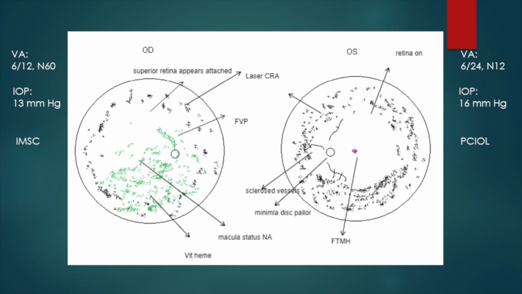The patient had undergone phacoemulsification, intraocular lens implantation, vitrectomy, endolaser, and gas injection elsewhere 2 years back. Now on presentation, we see the fundus of the right eye. A few laser marks are seen in the periphery. There is vitreous hemorrhage, and a small fibrovascular proliferation seen just superotemporal to the disc. In the left eye, there are 360-degree laser marks, some sclerosed vessels, mild disc pallor, and a full thickness macular hole.